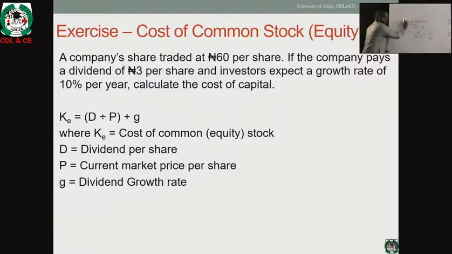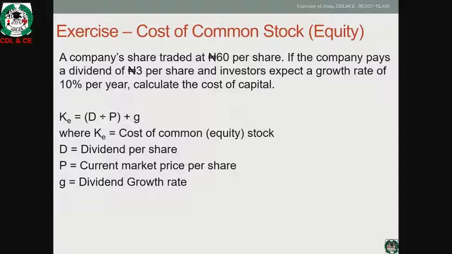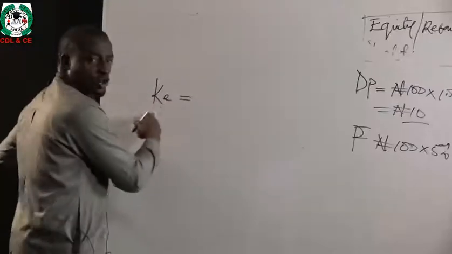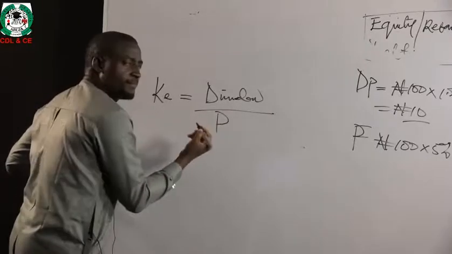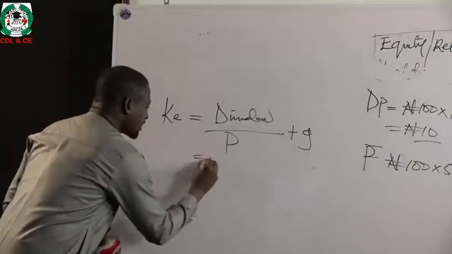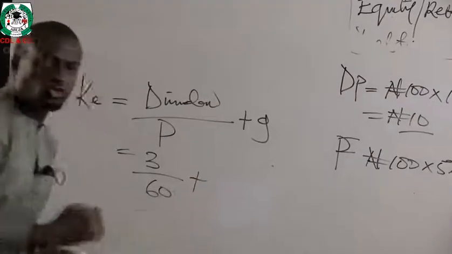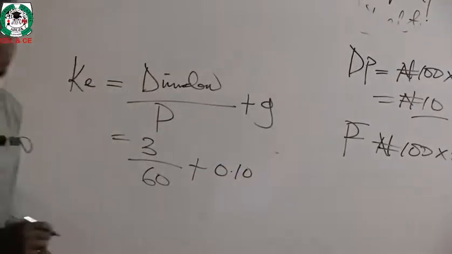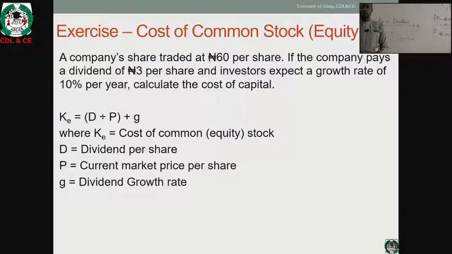We were given that a company has a traded stock price of 60 naira. If the company pays a dividend of 3 naira per share and the investor expects a growth rate of 10% per year, we should calculate what the cost of capital is. The cost of capital for steady growth is equal to the dividend per share divided by the market price of that share, plus the expected growth rate. In this question, the company is expecting a dividend of 3 naira per share, divided by the market price of 60, plus the growth rate, which we are told is 10%, which is just 0.10. And this will give you the cost of equity for this particular firm.